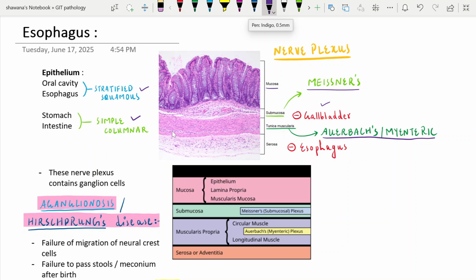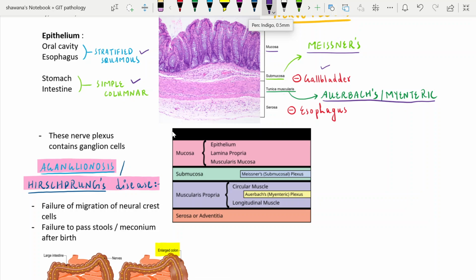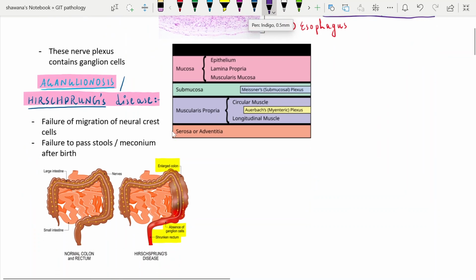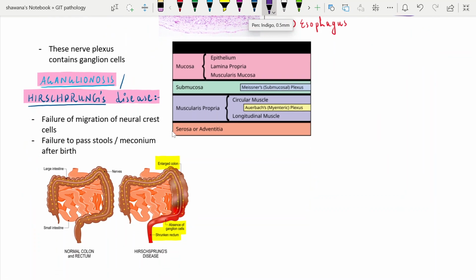Talking about the nerve plexus, these nerve plexuses contain ganglion cells, okay, and these ganglion cells are responsible for the movement and motility of the GIT. But there is a disease known as aganglionosis. It means that there is absence of ganglion cells. This is a very famous disease known as Hirschsprung's disease, and in Hirschsprung's disease you can see the absence of ganglion cells. Why is that so? It is because of the failure of migration of the neural crest cells.